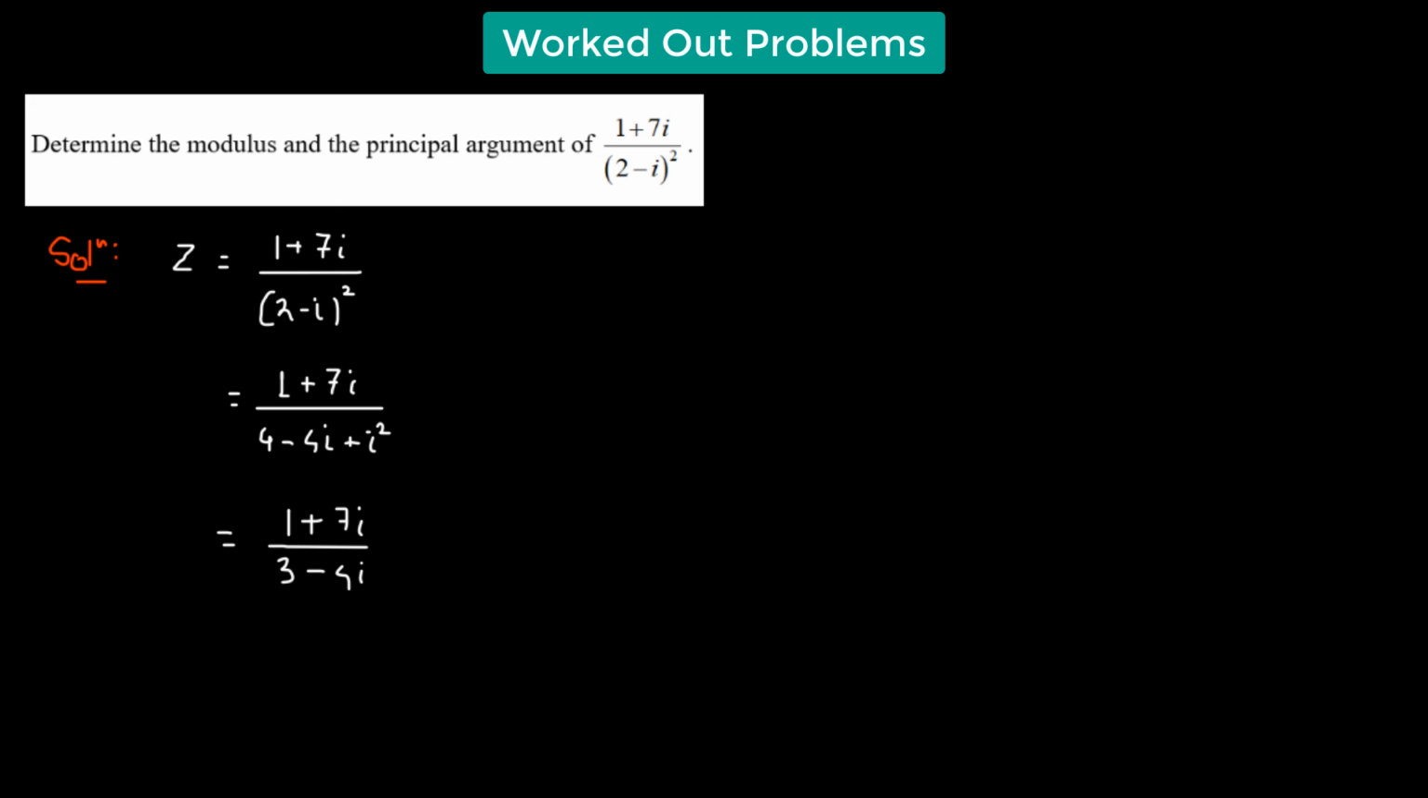Now in order to convert it into the standard form, we multiply the numerator and the denominator by the complex conjugate of the denominator, which is simply 3 plus 4i. So let us do the simplification. We multiply the complex numbers in the numerator by foiling it. So we have 3 plus 4i plus 21i plus 28i squared, divided by 3 squared minus 4 squared i squared.